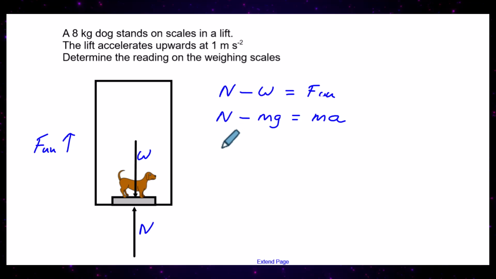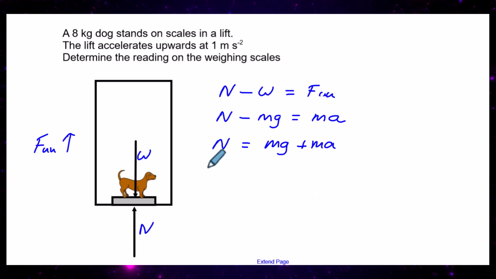Now a little bit of rearranging here to get the normal force on its own. N is equal to, and we take mg over the other side, add mg onto both sides, so we get N equals mg plus ma. So what we're seeing here is that the normal force, the floor pushing up on the dog, is actually equal to the dog's weight plus the mass times the acceleration of it moving upwards.